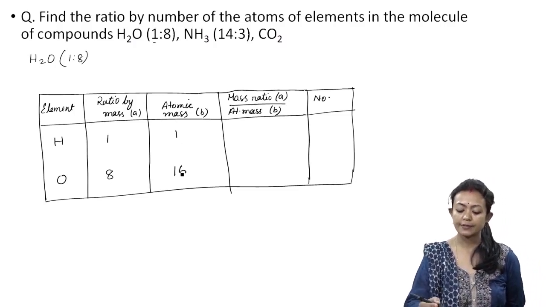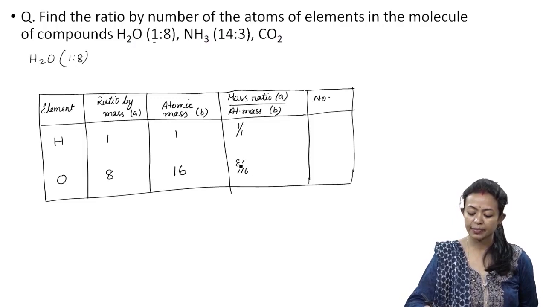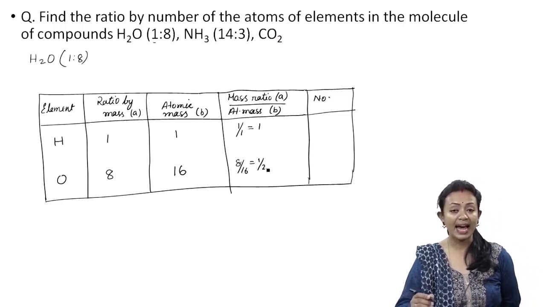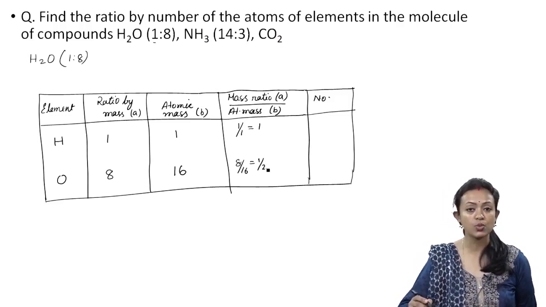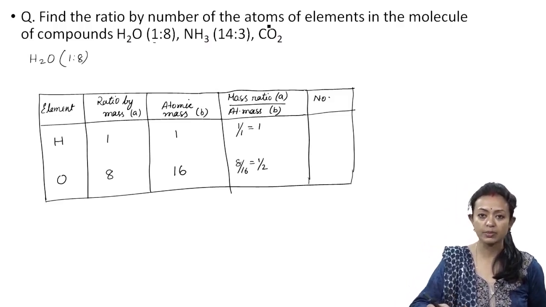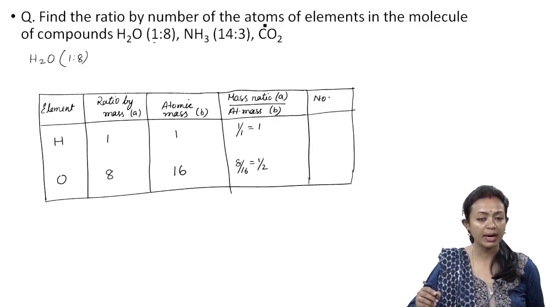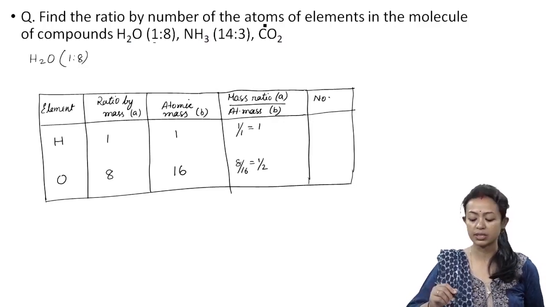Alright, after that we need to divide A by B, that means 1 divided by 1, and for this one, 8 by 16. So what is the answer going to be? 1, and this is half. Now we know that atoms cannot be in fractions. This is what John Dalton said. Because we are finding out the number of atoms, the number cannot be a fraction. Atoms cannot be fractionated because they are indivisible, and they combine in whole numbers.